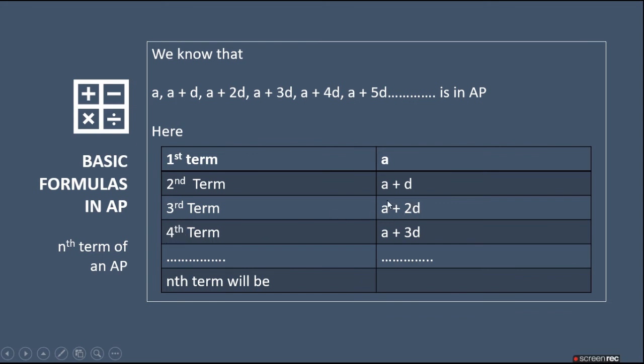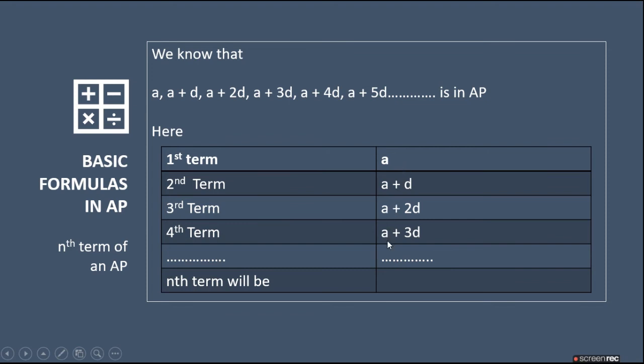Next is the third term. Third term equals a plus 2d. Here also the coefficient of d is 2, which is 1 less than this term 3. Similarly, we can write the second term equals a plus 1 less than 2, that is 1d. First term is a plus 0d, that is a itself.